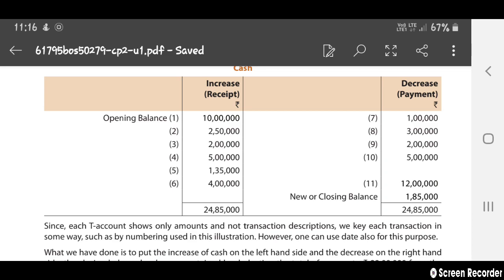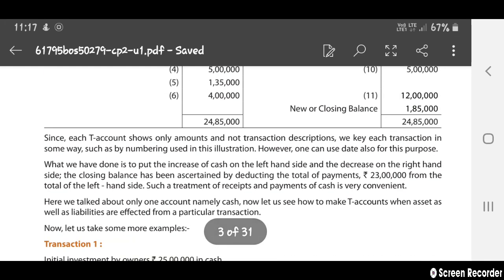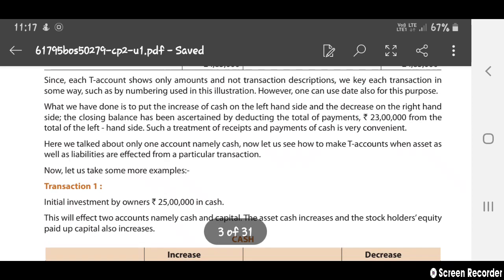So the opening balance is in the increase, the receipts. One is 10 lakh, another is 2 lakh 50,000, another is 2 lakh, another is 5 lakh, another is 1 lakh, and another is 4 lakh. The total is 24 lakh 85,000. Now in the decreases, you have 1 lakh, and 3 lakh, 2 lakh, 5 lakh, and finally 12 lakh and 1 lakh 85,000. Like this you close the balance. Both sides balance at 24 lakh 85,000.